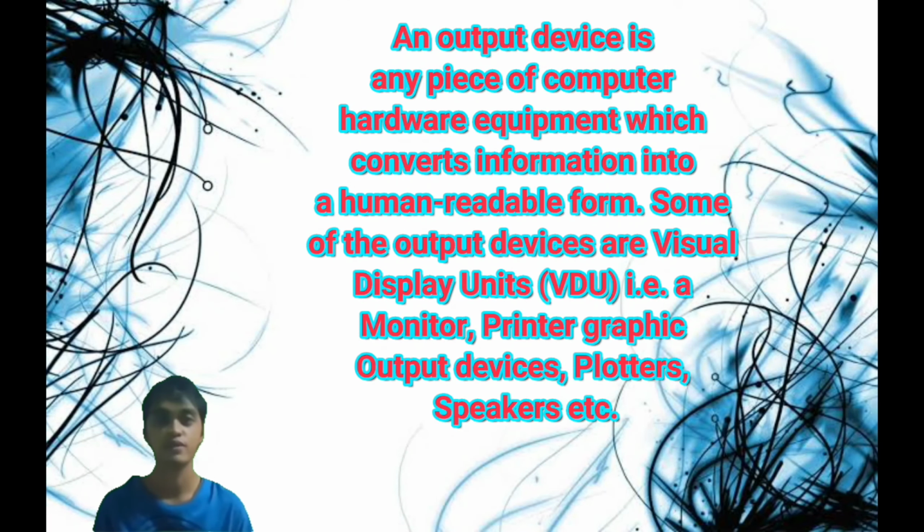An output device is any piece of computer hardware equipment which converts information into a human-readable form. Some of the output devices are visual display units, a monitor, printer, graphic output device, plotters, and speaker.